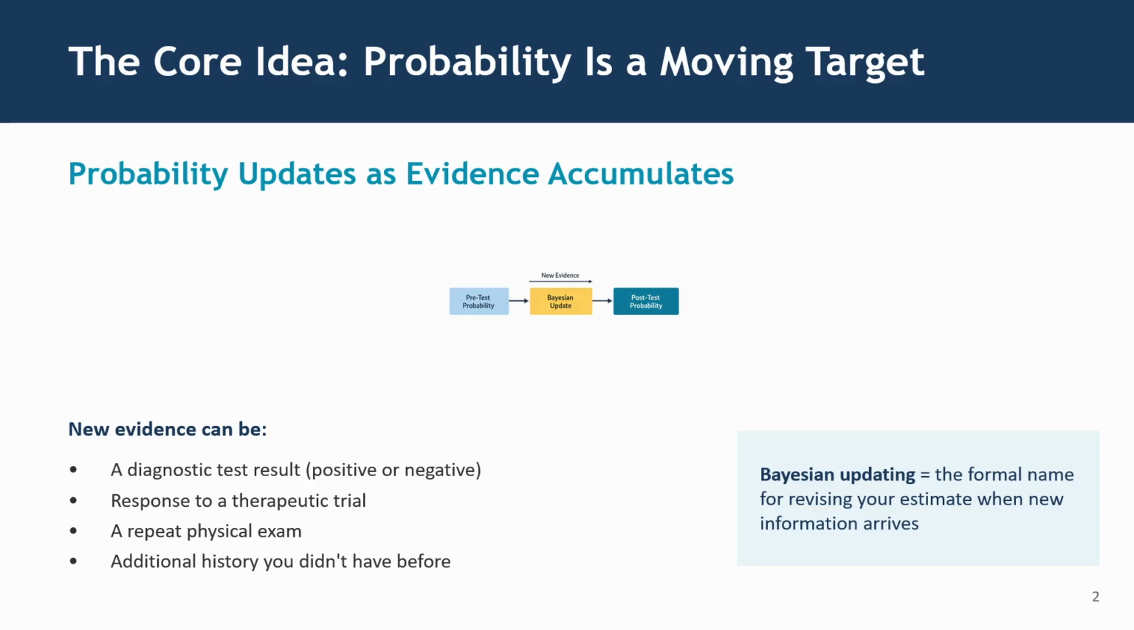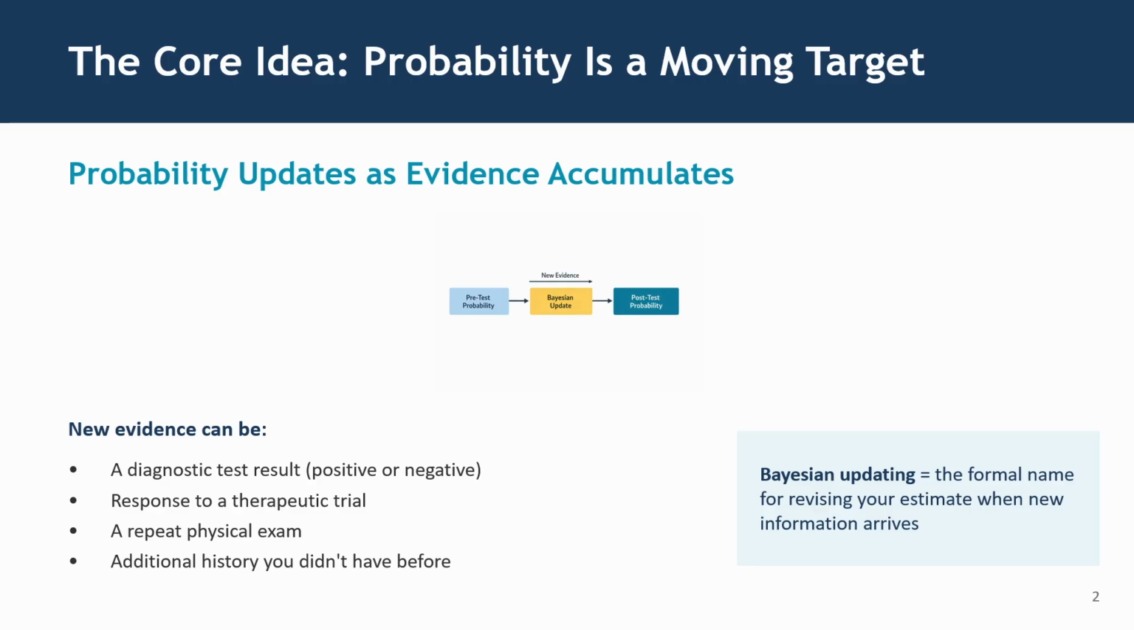The term Bayesian comes from Thomas Bayes, an 18th century statistician. But don't let the name intimidate you. The concept is intuitive. If you think there's a 70% chance your patient has disease X, and then the test for disease X comes back positive, your probability should go up. If the test comes back negative, it should go down. How much it goes up or down depends on how good the test is, and that's what we'll quantify.